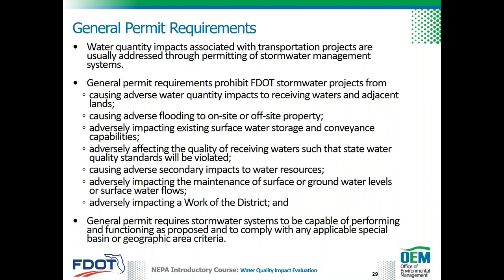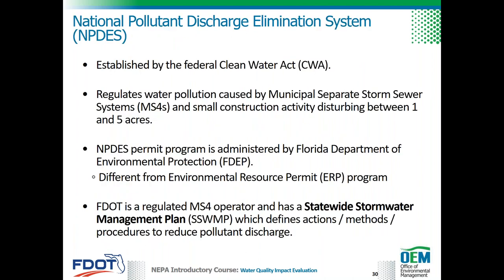General permit requirements require stormwater systems to be capable of performing and functioning as proposed and to comply with any applicable special basin or geographic area criteria. The Federal Clean Water Act established the NPDES Stormwater Permit Program to regulate water pollution caused by MS4 and construction activities less than 5 acres.